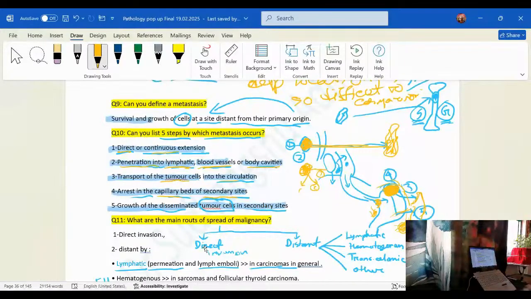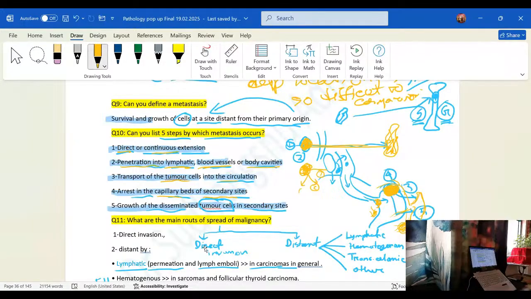First, direct or continuous extension, invasion of the surrounding lymph node, blood vessel, or body cavity, then transmission through the blood vessel to secondaries, and then growth of the disseminated tumor at the secondary site.